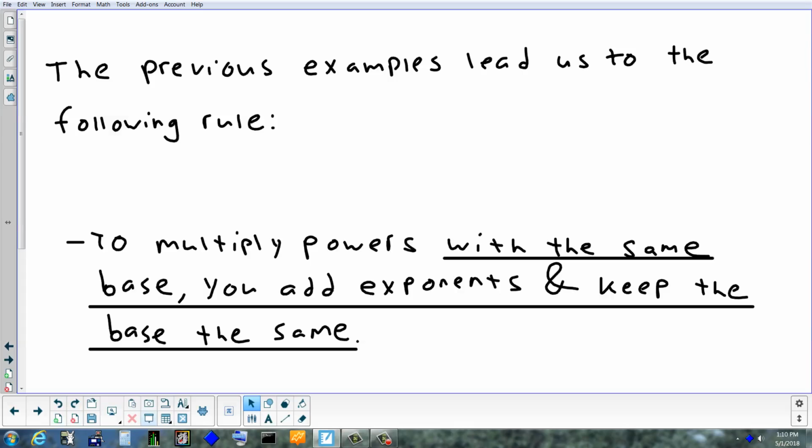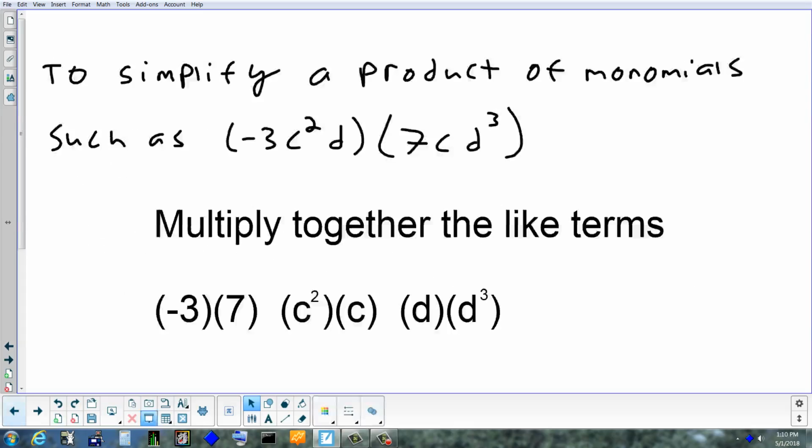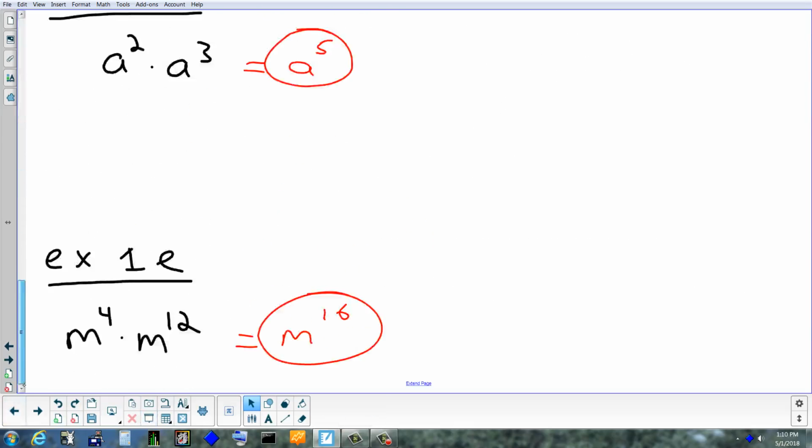Okay, does everybody have this? So I can go back to example. We're going to go back a couple slides. Can we go back to example 1 again? 1E? Yep.